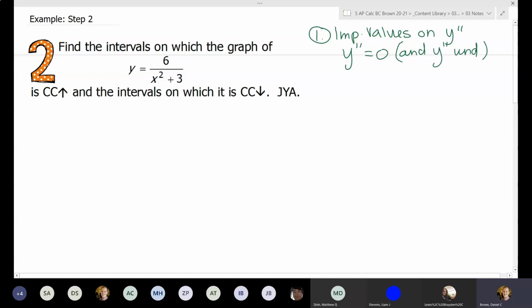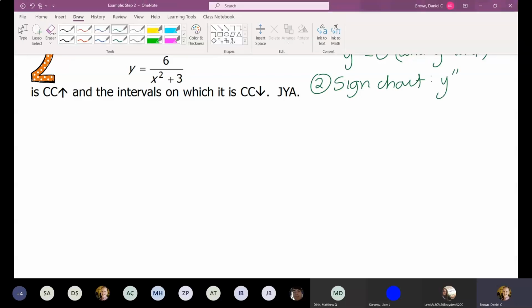I put that in parentheses because that's kind of a weird area we get to when we talk about concavity. Because technically when the second derivative is undefined, it probably means that the first derivative is undefined there, or maybe the graph itself is undefined there, so there's not actually a point there. But it is still going to be an important part on the graph. And then basically once you find those important values, you're going to make a sign chart. But instead of making a sign chart with the first derivative, you're going to make a sign chart with the second derivative.